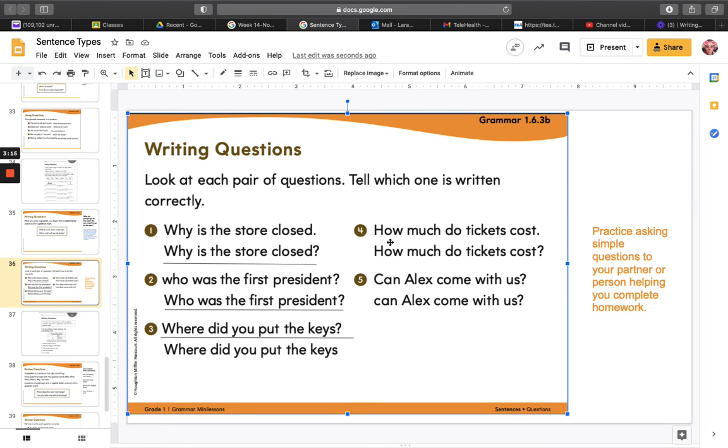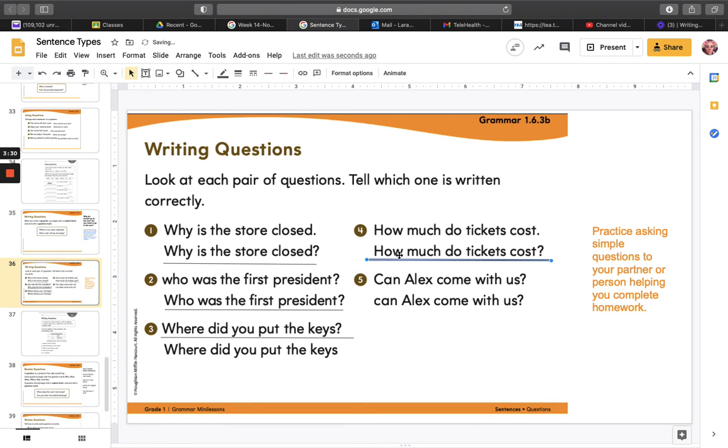Number 4, how much do tickets cost? So this is asking us something. Which one of these is written correctly? If you said this one, you would be correct. How do I know? Well, it begins with a capital letter and ends with a question mark. It's a question. How much do tickets cost? It's asking me something, so it must end with a question mark.